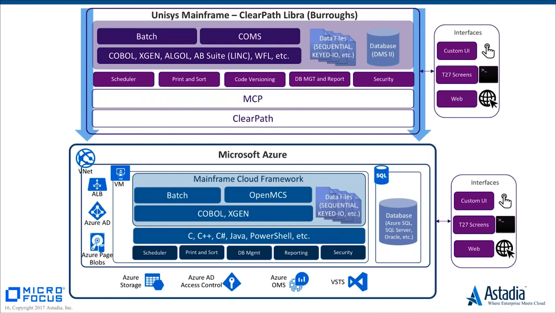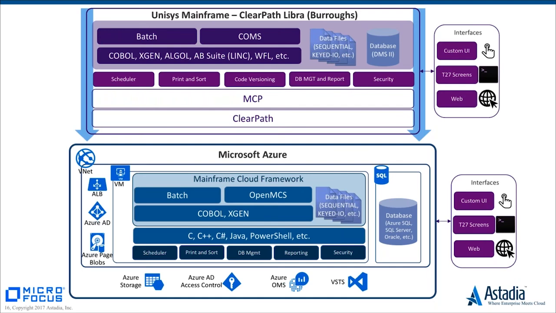which is pretty usual standard stuff. So what you're seeing now is a deployment architecture that we've developed, and this particular deployment architecture is the Unisys Libra that comes from the Burroughs side of the house.